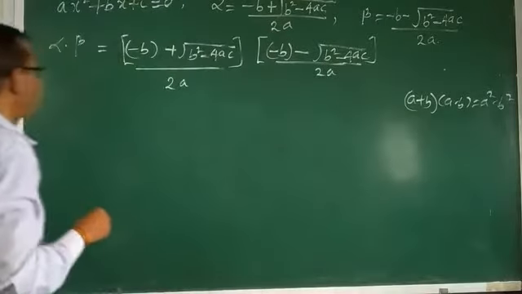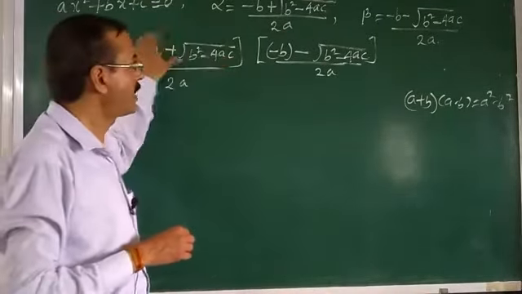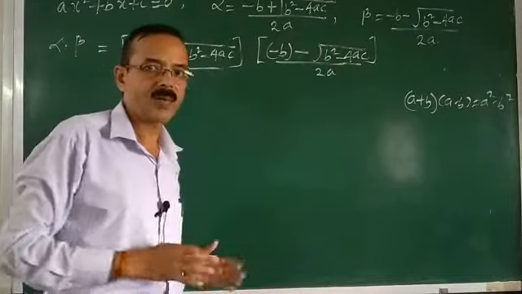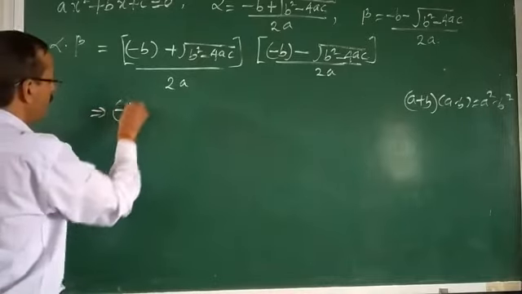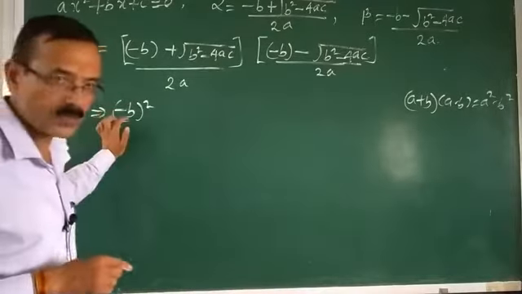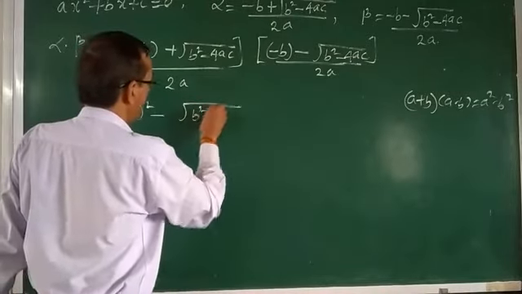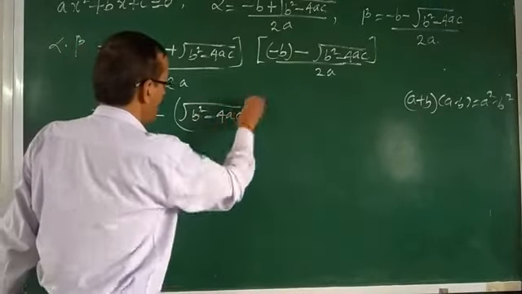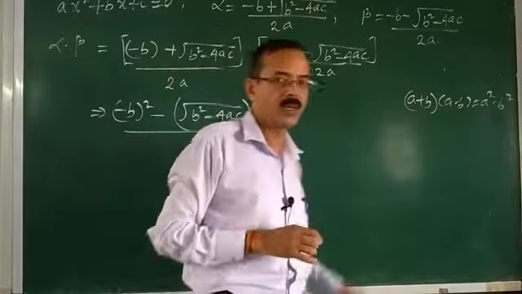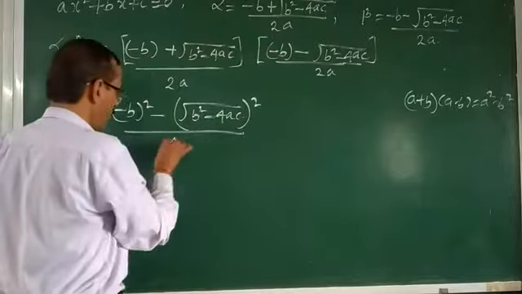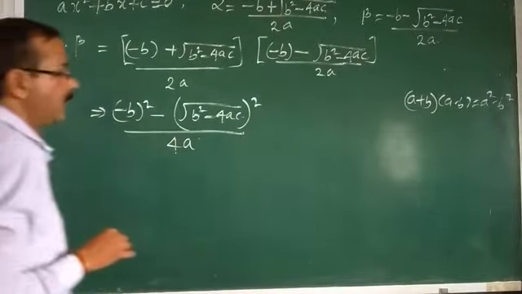What will be here, student? a square minus b square. a plus b, a minus b, so a square minus b square. That means it will be equal to minus b whole square, minus under root b square minus 4ac whole square, upon 2a into 2a, that is equal to 4a square.